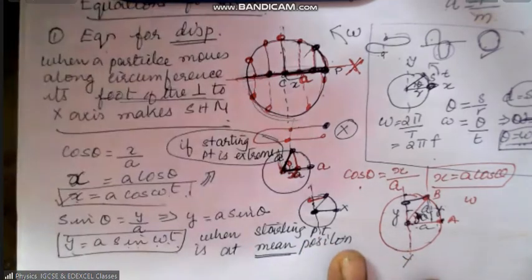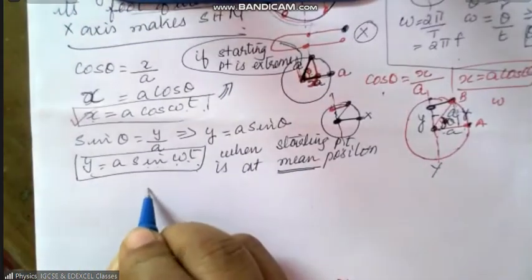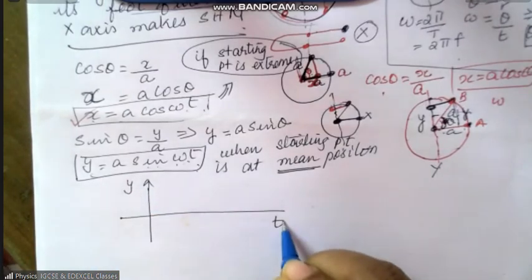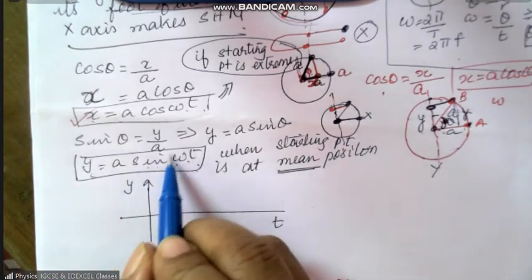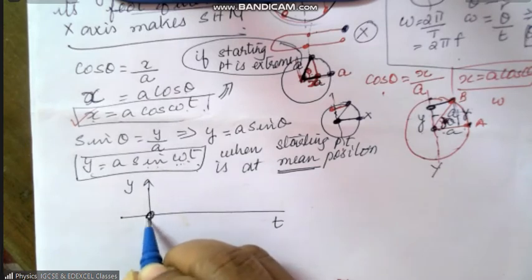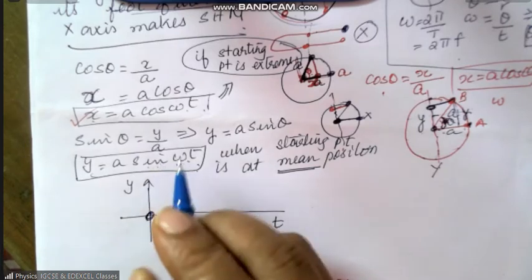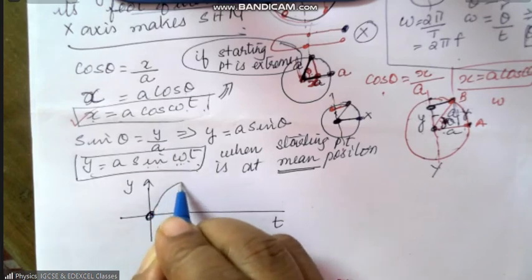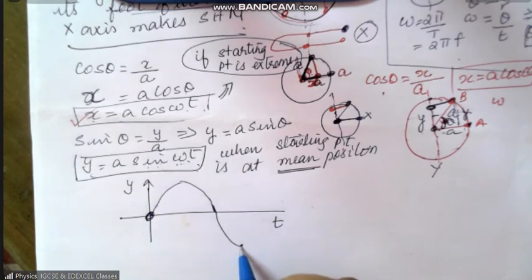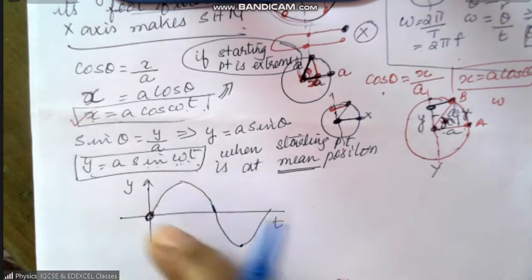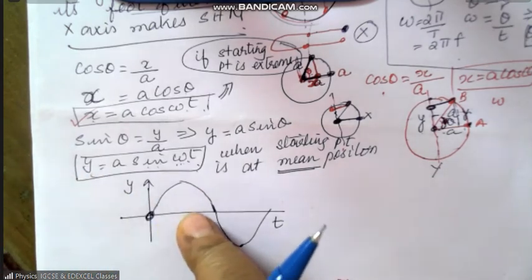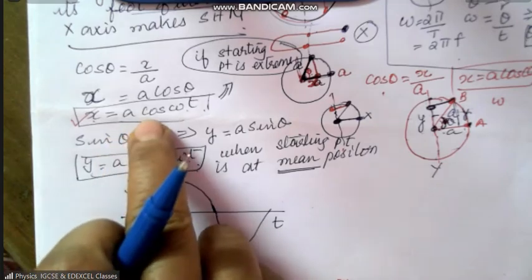How is the sine graph? So the equation of motion would be like this. Y over time. In the beginning, theta is 0. Sine 0 is 0. Then when theta increases, sine also increases. Then after 90, it decreases. Then it goes in the opposite direction. All right. So this is a sine curve, and this is the equation for the y-axis.